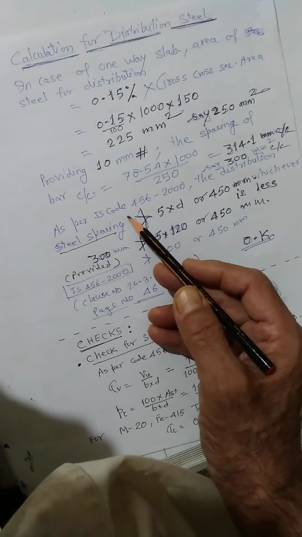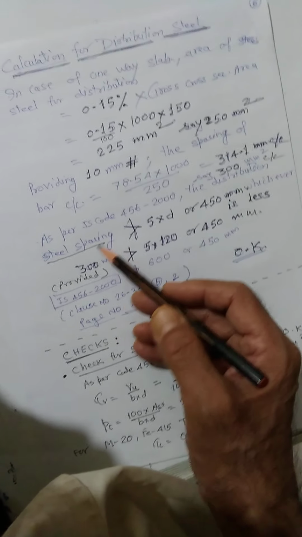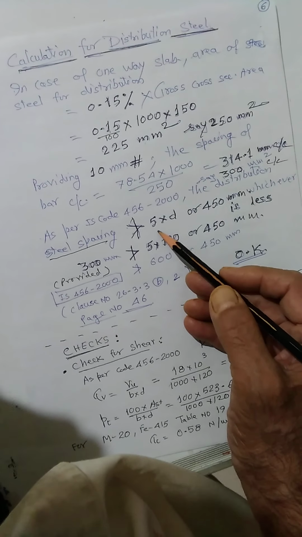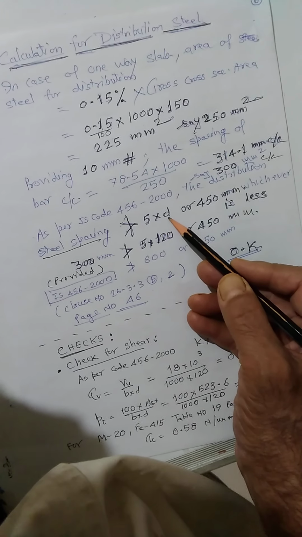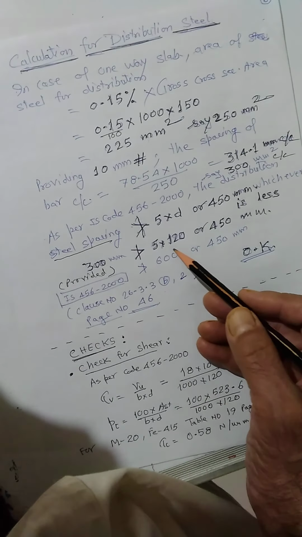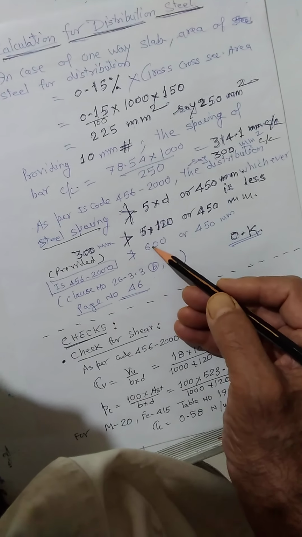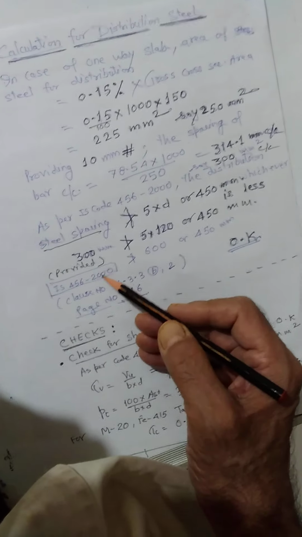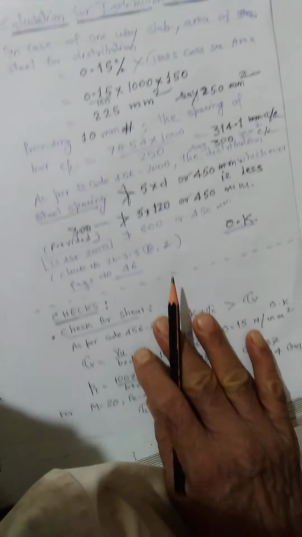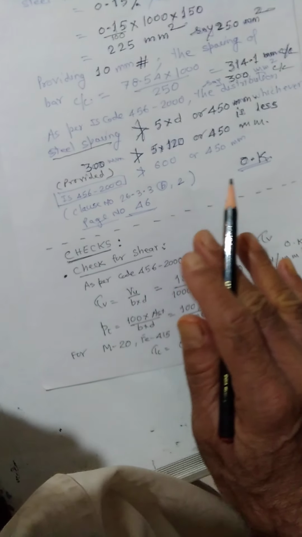Again the condition for the spacing of the distribution bar. Under any circumstances, this spacing should not be more than 5 times effective depth of the slab or 450 mm, whichever is less. So it is 5 times the 120, that is 600, or 450. Our spacing is 300. So our design spacing is okay. Now we can next go for applying various checks.